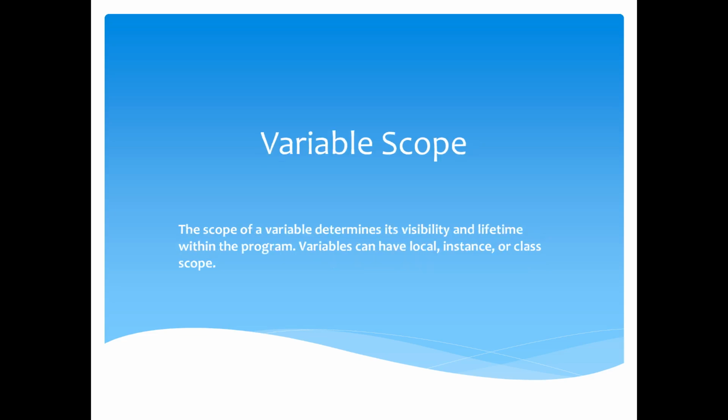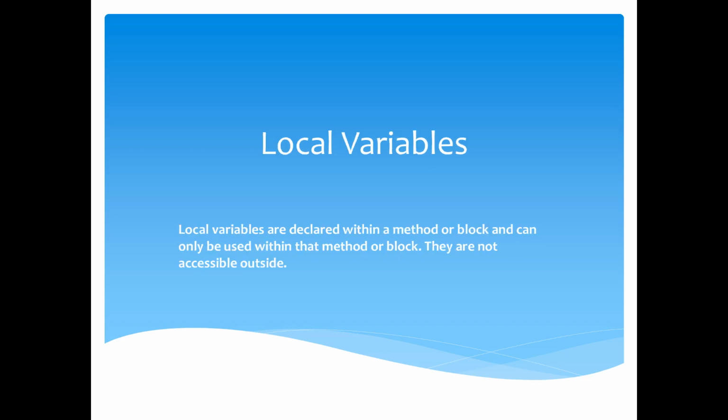Variable scope. The scope of a variable determines its visibility and lifetime within the program. Variables can have local, instance, or class scope. Local variables. Local variables are declared within a method or block and can only be used within that method or block. They are not accessible outside.